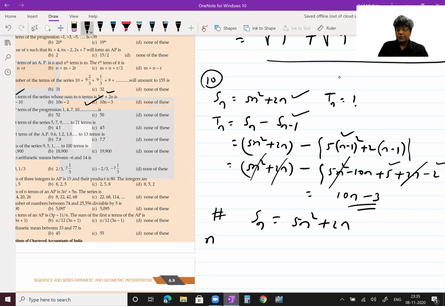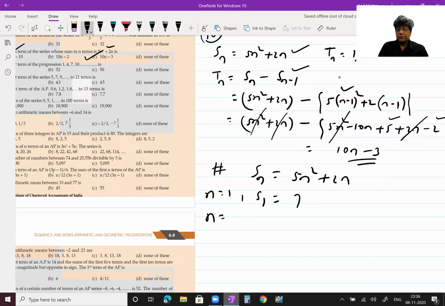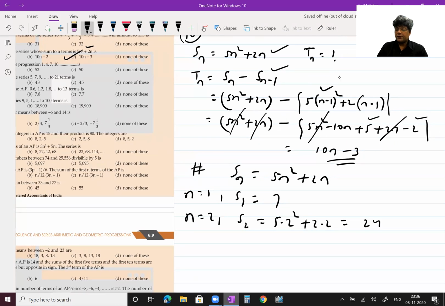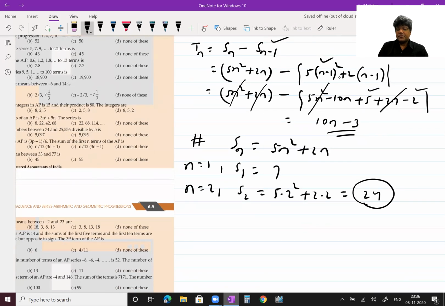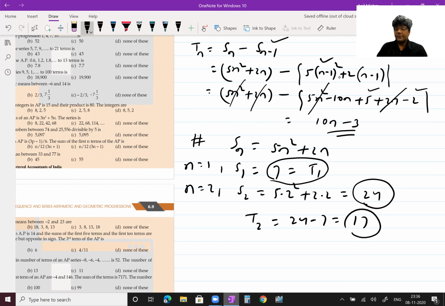So if I put n is equal to 1, I will get S1, and that is 5 into 1 square plus 2 into 1, that is 7. If I put n is equal to 2, I will get S2, that is 5 into 2 square plus 2 into 2. 4 fives are 20, plus 4, that is 24. So guys, S2 means T1 plus T2, and S1 is T1. So our T1 is equal to 7. And T2 will be S2 minus S1. That is 24 minus 7, which is equal to 17.